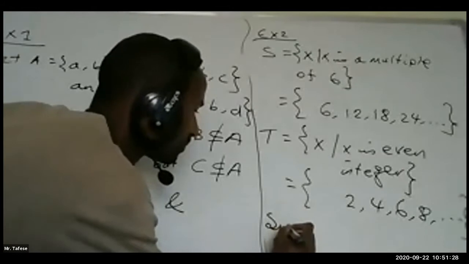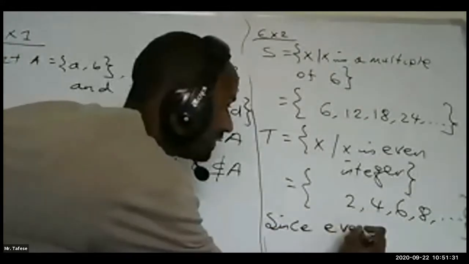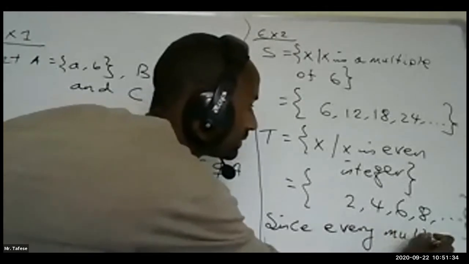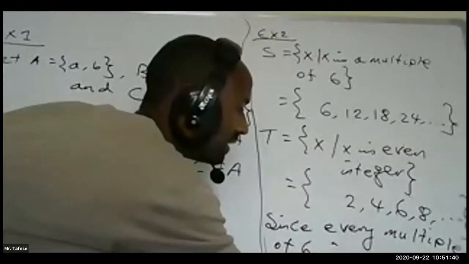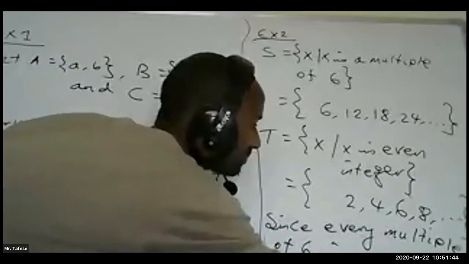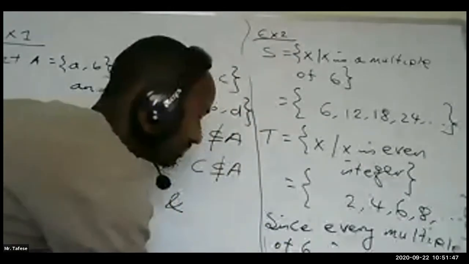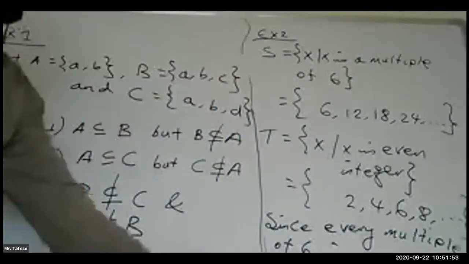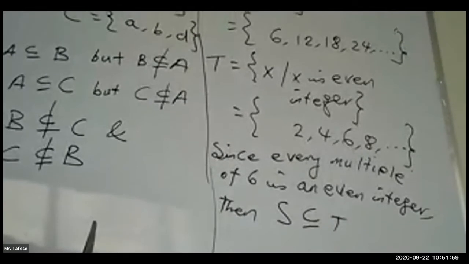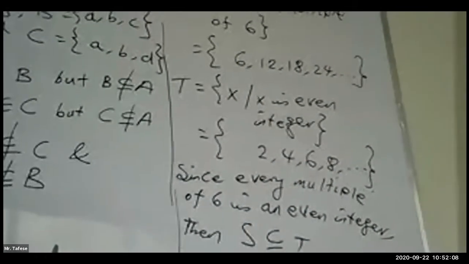So since every multiple of 6 is an even integer, then S is clearly a subset of T. Because every multiple of 6 is an even integer.